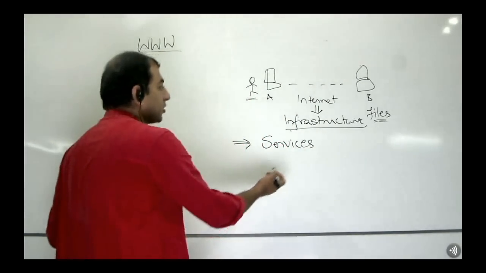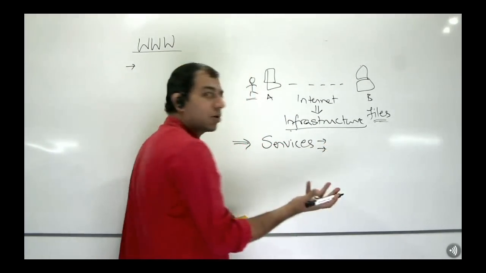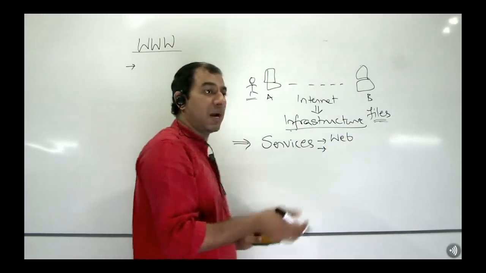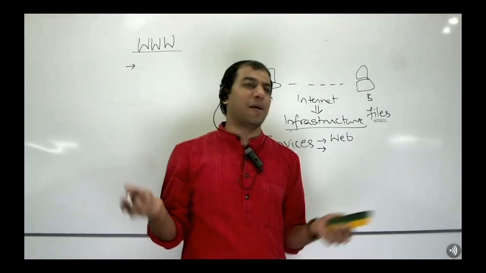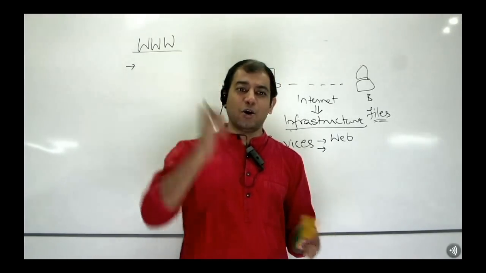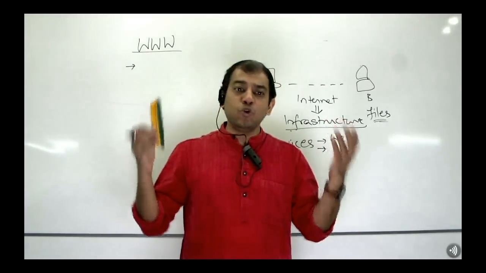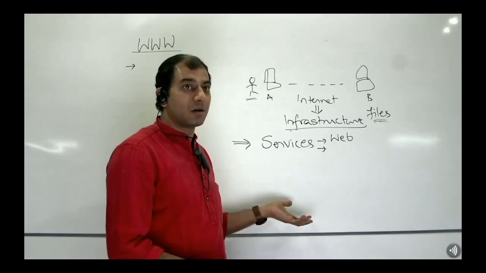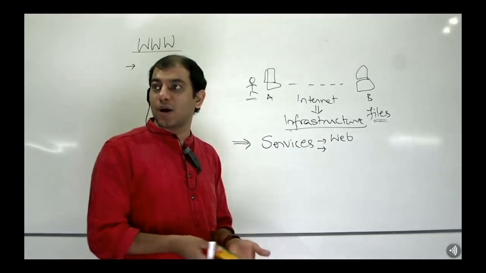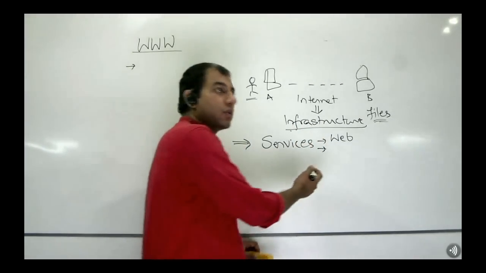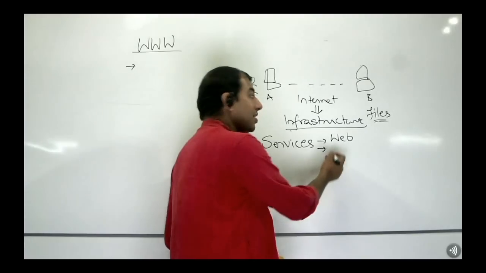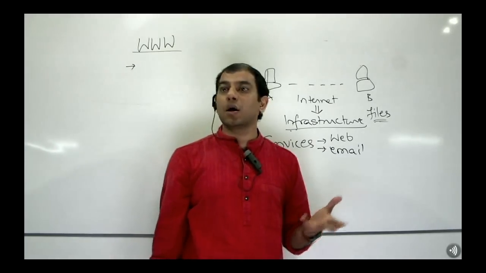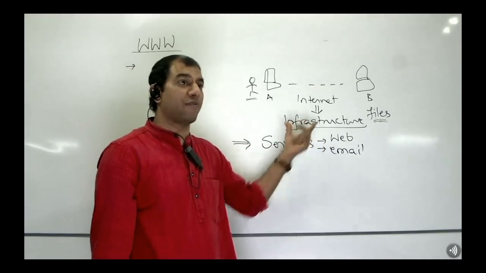Like, name me some services, please. The two most popular or important services that we use on a daily basis: one is the web, the other is what? Come on guys, you know this. Everybody knows. What is the most used service on the internet? One is the web, to browse web pages and all that. And the other is what? How do I communicate with you? Email. How does email work? Email also works on the same infrastructure.